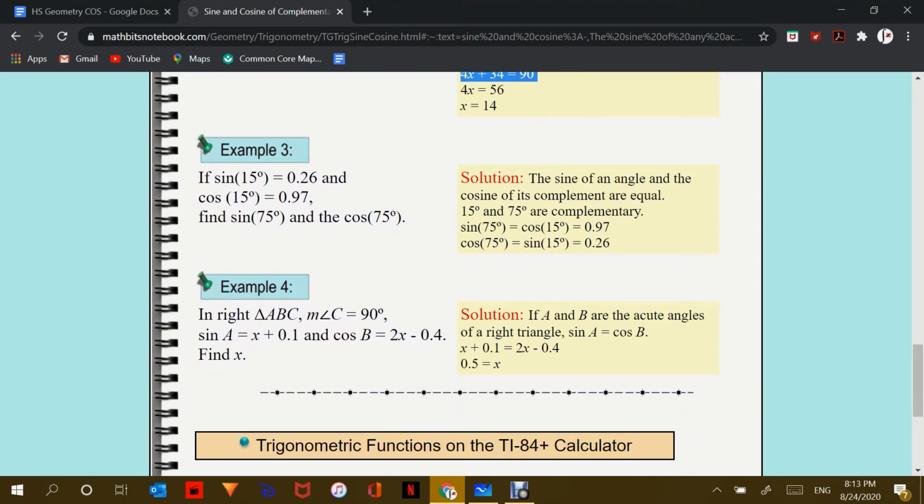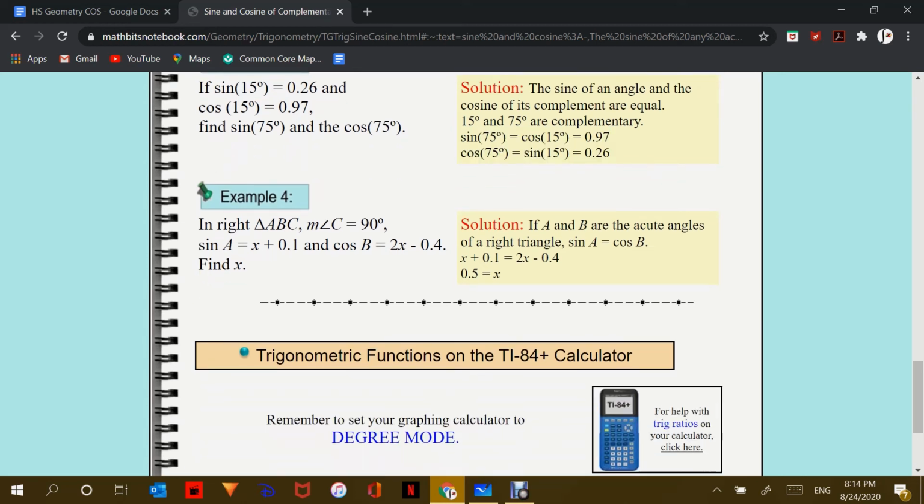If sine of 15 degrees is equal to 0.26 and cosine of 15 degrees is equal to 0.97, find sine of 75 and cosine of 75. Since cosine of 15 degrees is equal to 0.97, the counterpart would be sine, and the angle that adds up to 90 would be 75, because 15 plus 75 is 90 degrees, and cosine of A is equal to sine of B. The same thing with sine of 15 degrees is equal to cosine of 75, and we get that here.